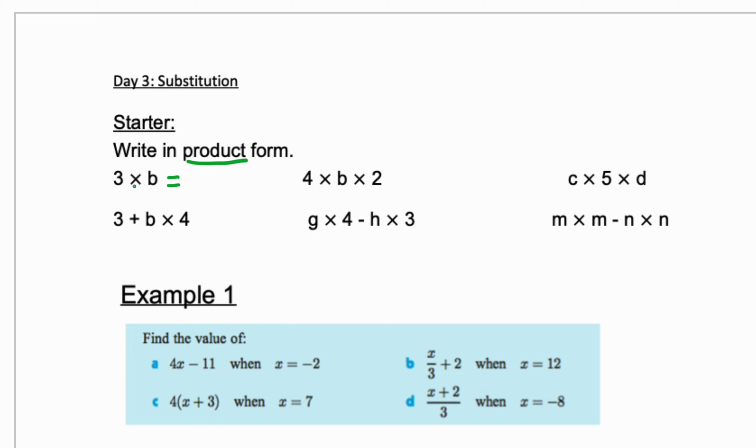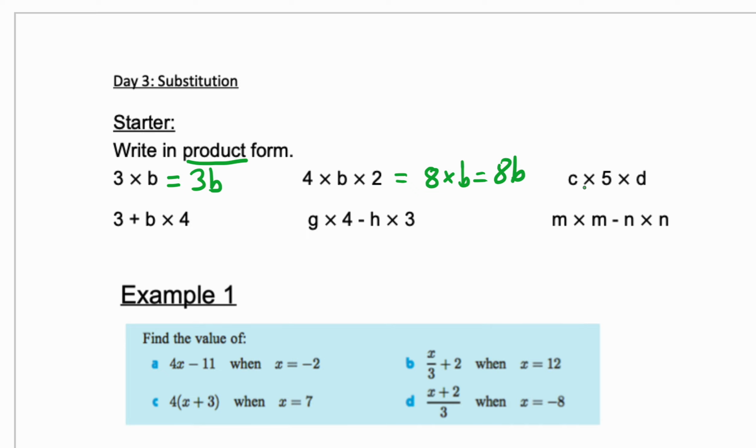So the first one here, we have 3 times b, we write 3b. And the second one, we have 4 times b times 2. Now we can do 4 times 2, that's 8. So we can write this as 8 times b, which is just 8b, of course.